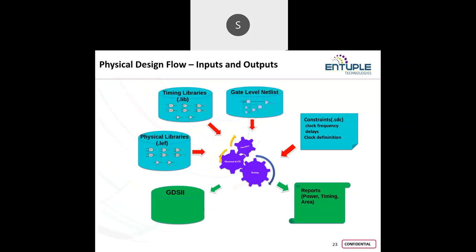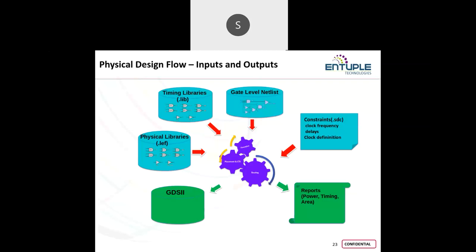So the primary inputs I am taking to the physical design flow are the gate level netlist, the constraints file, and the technology libraries. In the technology libraries, I will be using the timing library and the physical library. When I am telling the timing library, the file extension will be .lib. When I am telling the physical library, the file extension will be .lef. So .lef stands for library exchange format, and .lib stands for liberty file format.